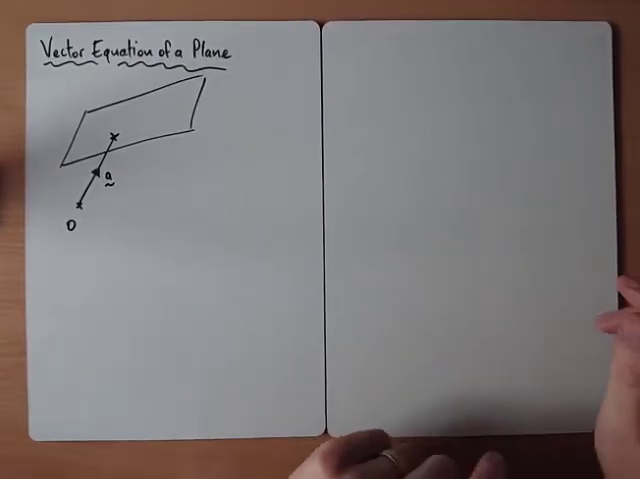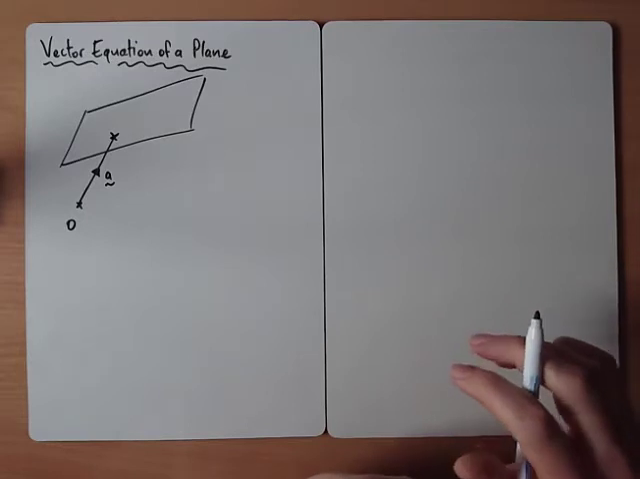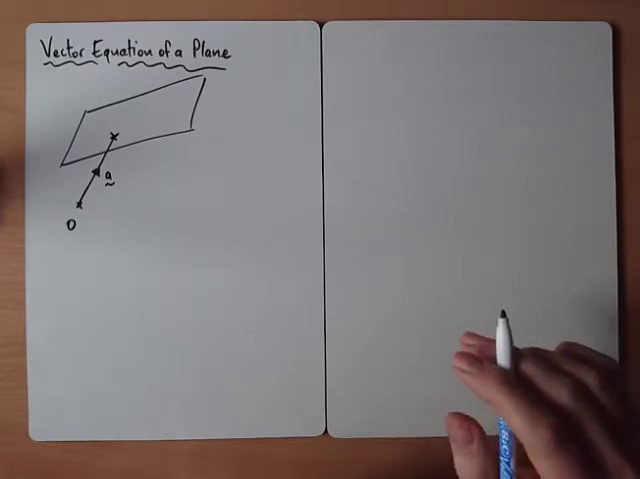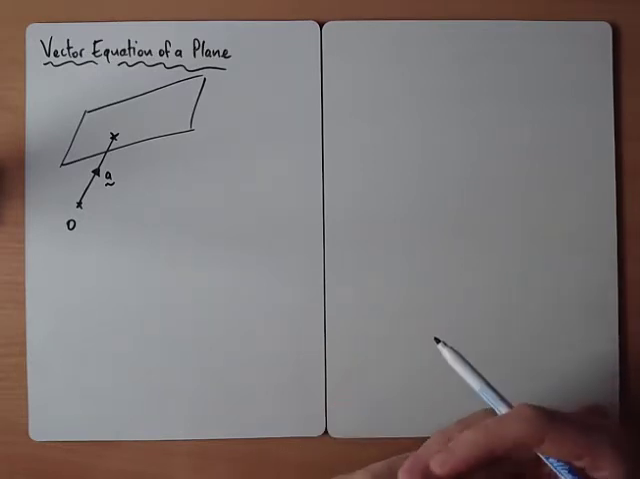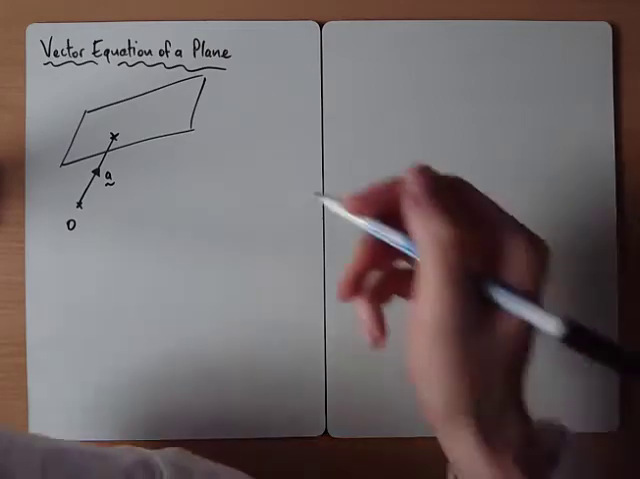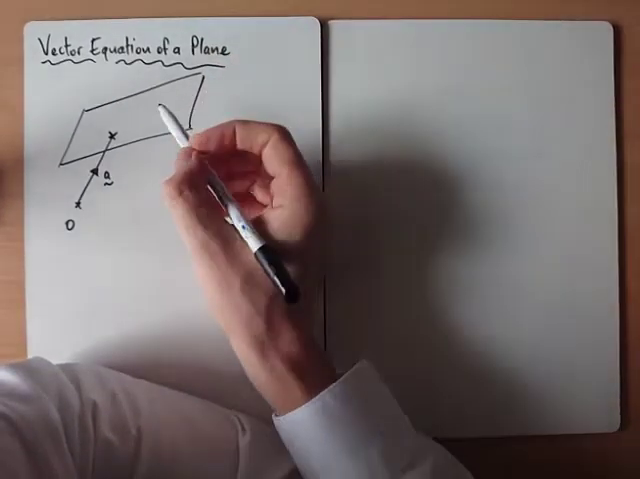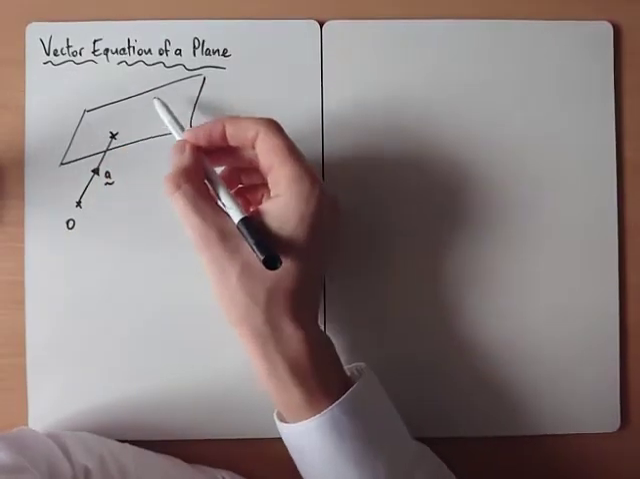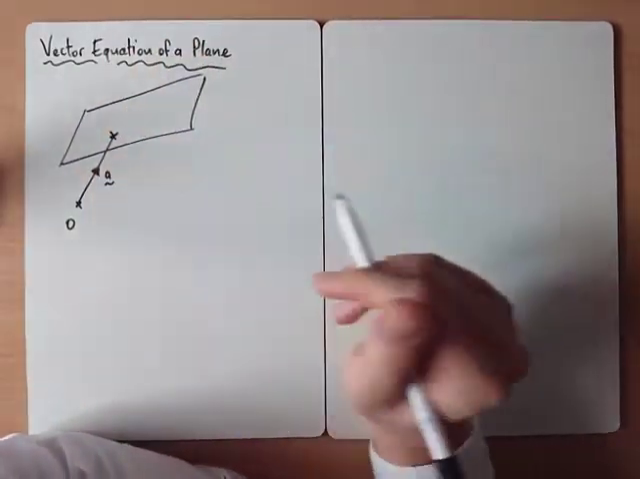Let's take a look then at how to represent the equation of a plane. Okay, we're going to start by looking at the vector equation of a plane. Now if you think about it, a plane is a flat two-dimensional surface that lies within the three dimensions.